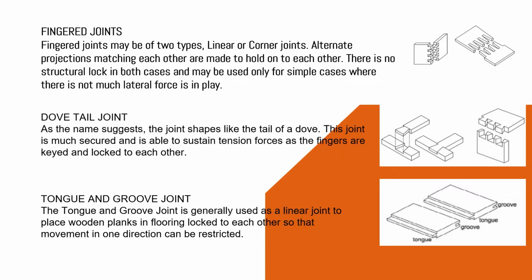Tongue and groove joint. The tongue and groove joint is generally used as a linear joint, for example in flooring, to locate one plane to another so that movement in one direction can be restricted.